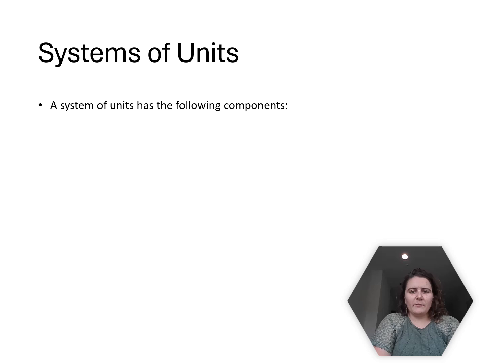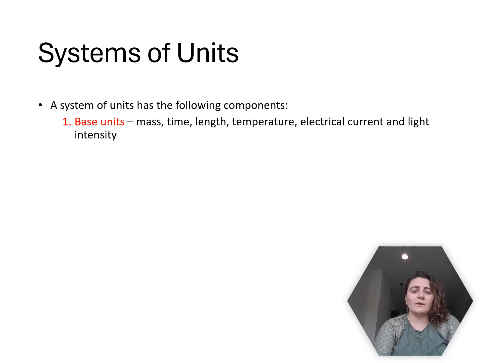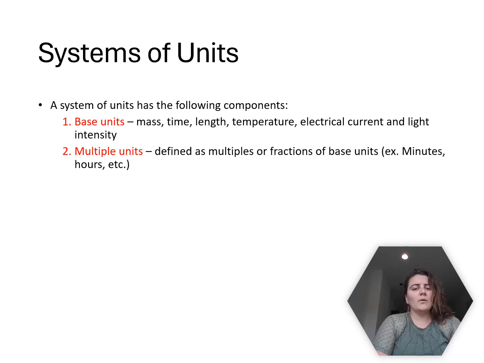All right, last thing we want to talk about very quickly are systems of units. Systems of units have the following components. They have base units, things like mass, time, length, temperature, and then these other quantities like electrical current and light intensity that you would learn if you take Physics 2. We also have multiple units inside a system of units, and these are multiples or fractions of those base units. So if the base unit is time, a multiple or a fraction of that is minutes, hours, seconds.